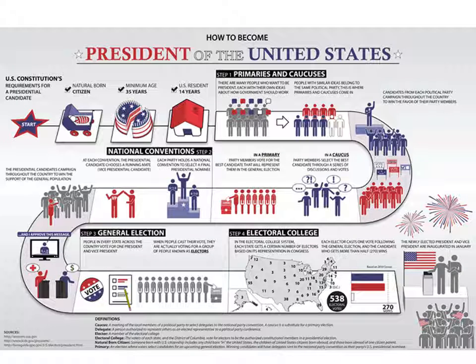This is a flow chart of how to become president of the United States. On the upper left, you have to meet the Constitution's requirements, as I noted before. Then most presidential candidates will pick a party. They'll run in the primary elections as that party's representative. These usually happen over many months, starting about a year before the general election.